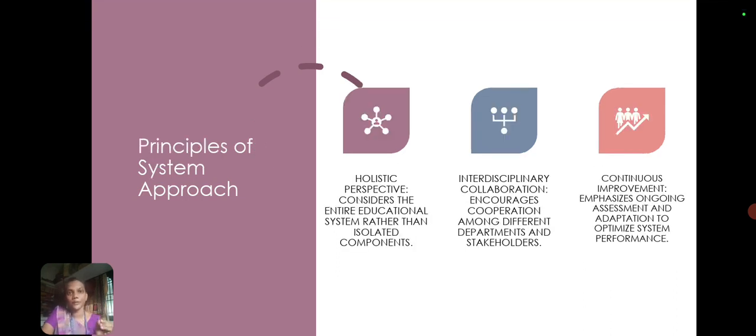So, principles of the system approach. The principles involve a holistic perspective. It involves all the components working to achieve a common goal. It considers the entire educational system rather than isolated components. They are all connected and work together to achieve a common goal. And interdisciplinary collaboration: it encourages cooperation among different departments within the same institution. And continuous improvement, because it adapts to ongoing assessment and evaluation. It continues year by year, so it optimizes the system performance.